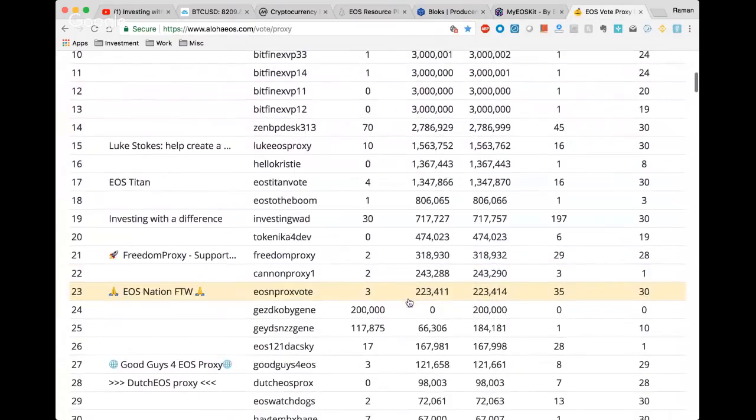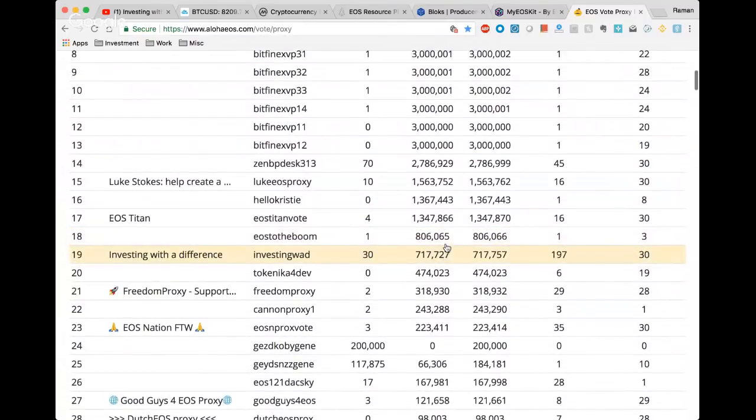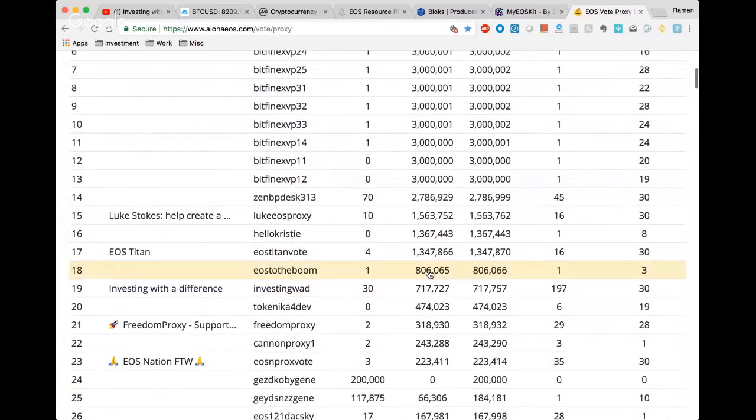Within our proxy, we now have 197 people, so that is a great sign. We have reached a total of 717,000 EOS, which is a good level where we can make an impact. But of course, as I said, we always recommend people to vote themselves. Keep looking into various block producers and make sure that you're contributing.